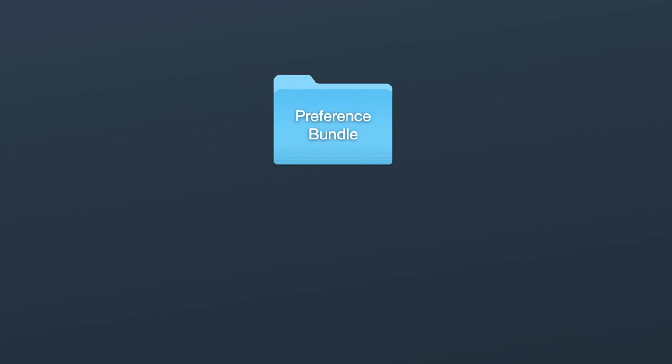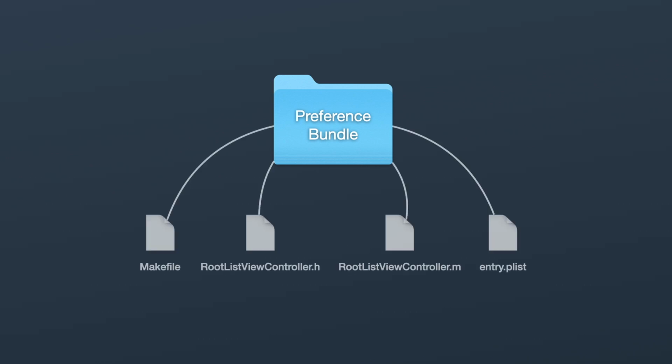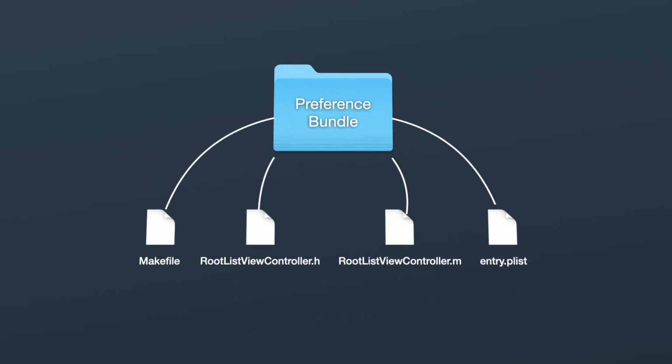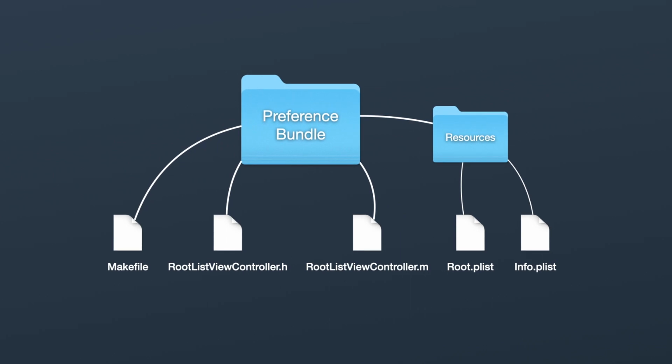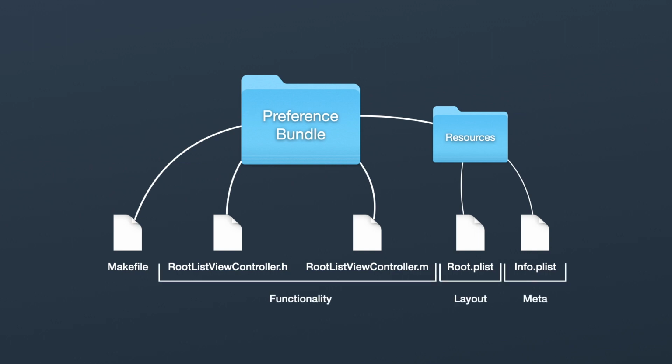So within this preference bundle, we have a few more things. We have another makefile, we have a RootListViewController .h and a .m, and we also have an entry.plist file, but we've also got a folder called Resources, and that holds a root.plist and an info.plist. The custom view controllers are for functionality and can do things like respond to a button being pressed.